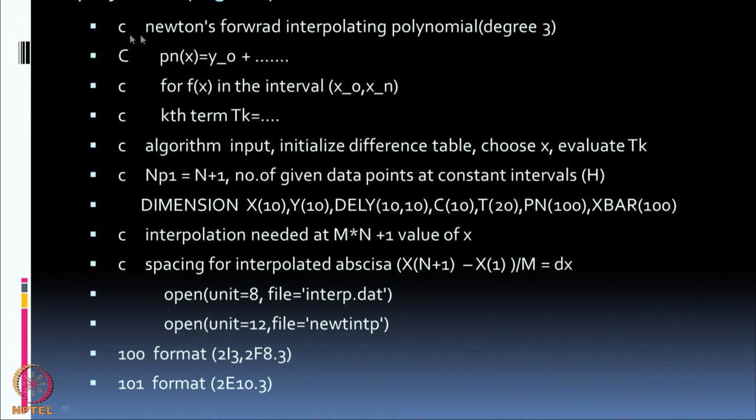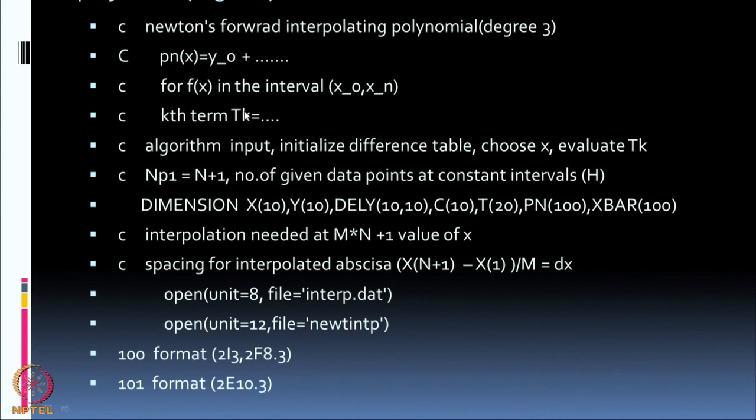So, the first line is a comment which says Newton's forward interpolating polynomial, degree 3. And how is a comment card written? The first character is a C. Do not consider these squares here. The left hand squares are more the part of the PPT. Your actual first column in the program starts with this column. First one is a comment card, second one is also a comment: Pn(x) is equal to y0 plus C1 plus C2, all this is the polynomial. So, for f(x) in the interval x0 to xn, that is my polynomial.